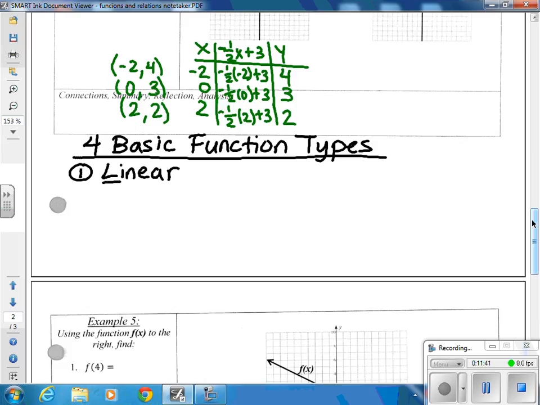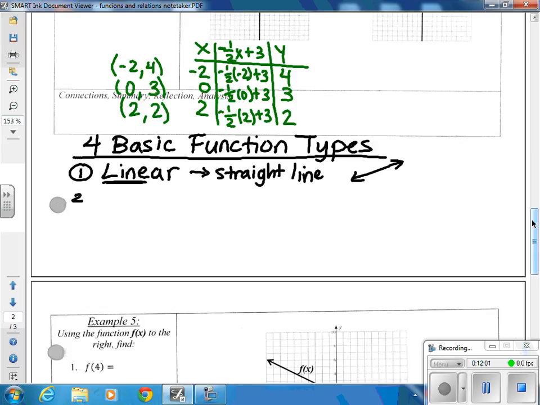And just like the word says, if you look right in there, you see the word line. So linear functions are your straight lines. And that's how you can remember what they're called. You will have to recognize by picture which ones are linear. Okay, but if it makes a straight line with no curves, bends, turns, or anything, then it's linear.